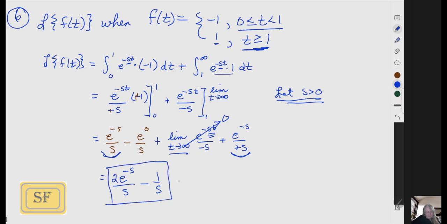If you want to, you could combine those into a single fraction. You don't really have to. So that's 6.